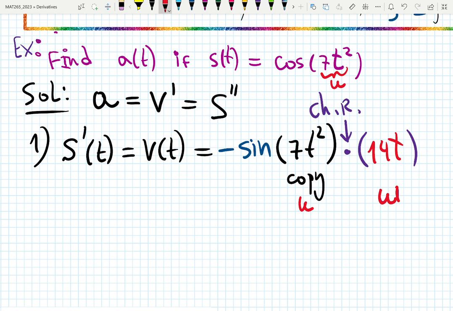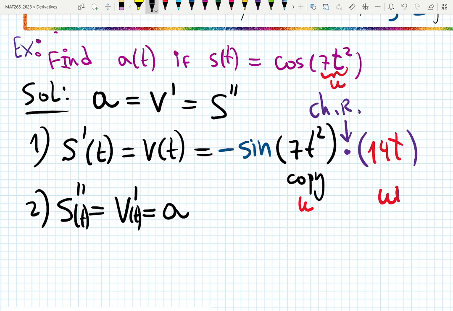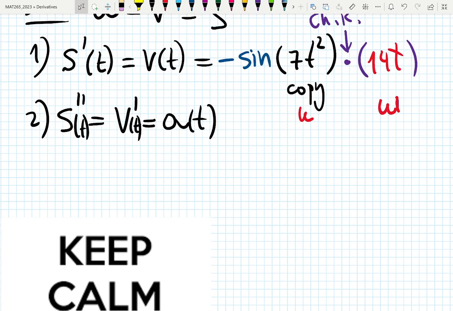Now let's find another one. Let's find A. A is the second derivative of S, which is the first derivative of V, which is called A. I forgot T everywhere. Acceleration. Let me see. I have this.